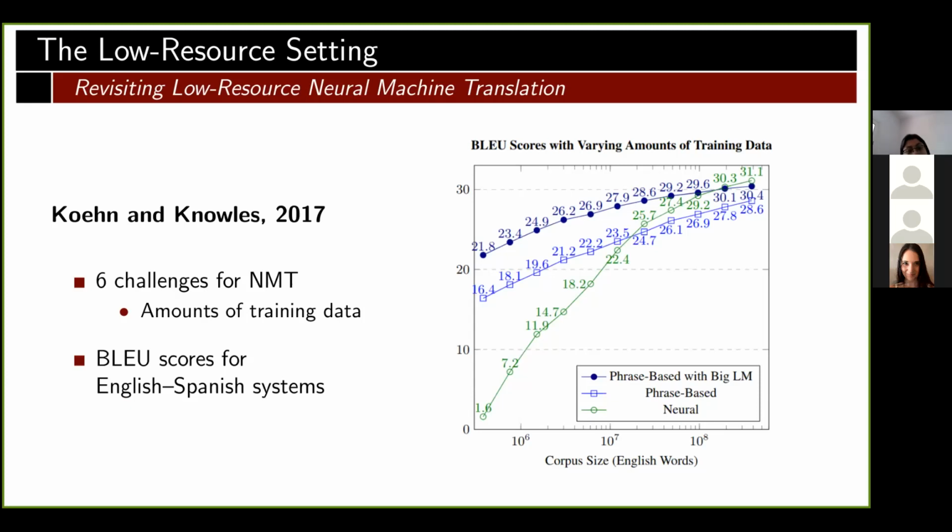A few years ago, there was this work from Koehn and Knowles, at the beginning of the transformer architectures, where translation quality for neural machine translation was starting to be really very high. This work tried to summarize what the challenges for neural machine translation were, what could still be done to improve it. And one of the most important things they noticed is the importance of the amount of training data.